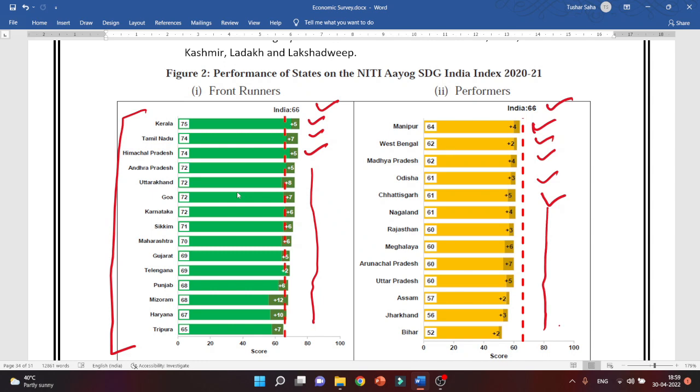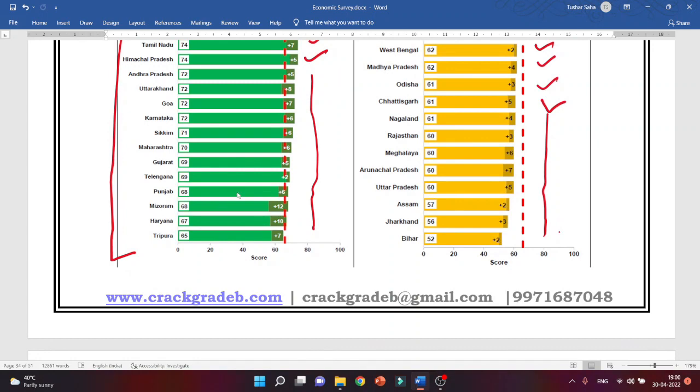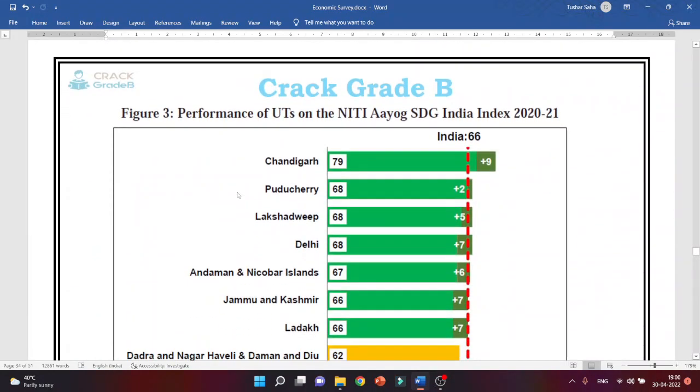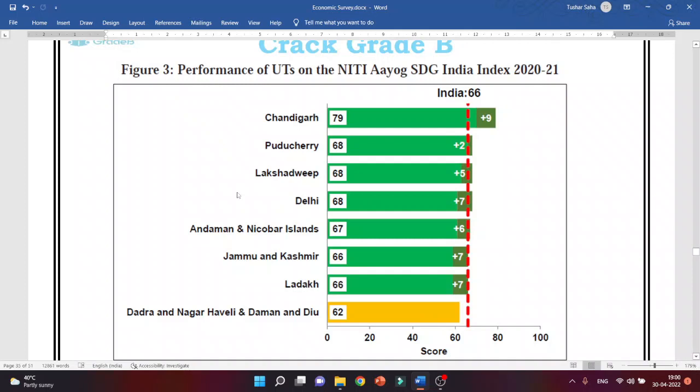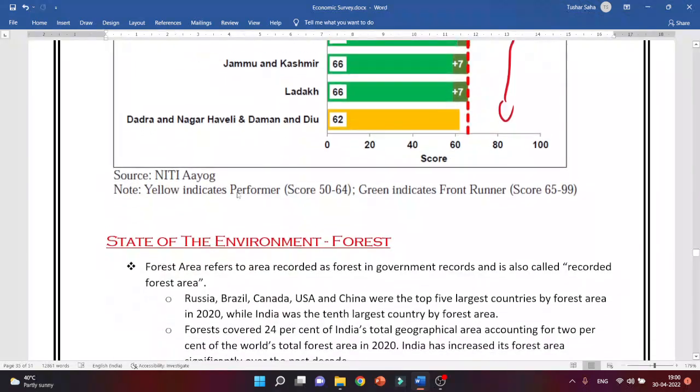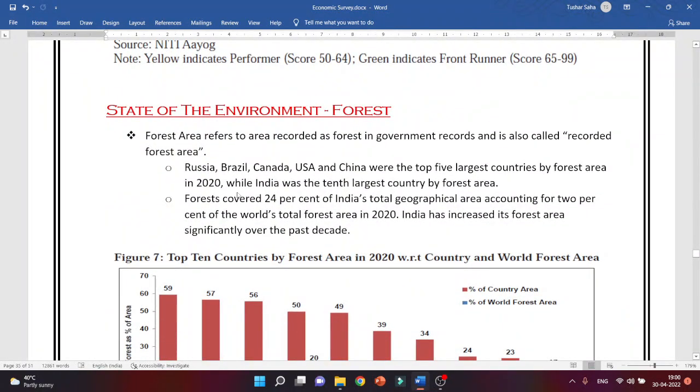Okay. So now you would find some backlog as well, like see Bihar, Jharkhand. So they have to come up. Then performance of UTs on the Niti Aayog SDG index: we see that Chandigarh, Puducherry, Lakshadweep. So this is the data. I hope you will have to remember all this, right? And you will remember. Then comes the state of the environment forest report, right?